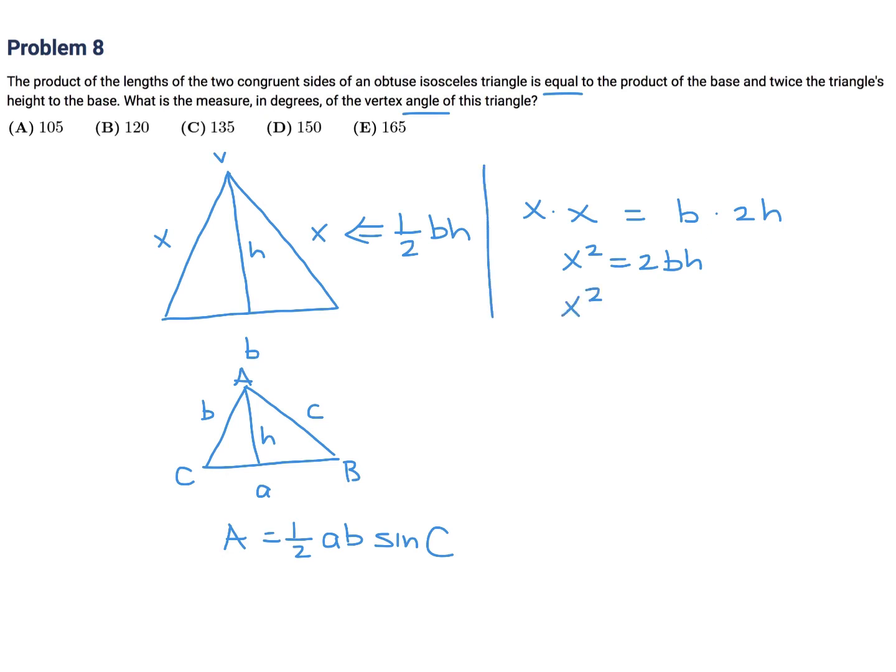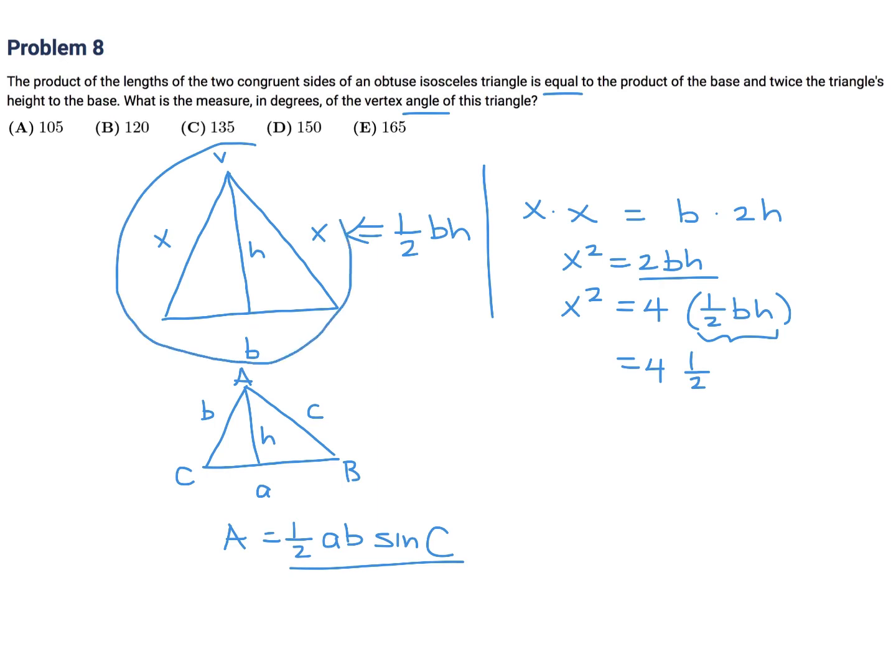So let me see here. X squared, this, we can break it up into 4 and 1/2 base times height. That would be the equivalent of 2bh. Now the reason I did that is because this 1/2 base times height represents the area, and the area can be written there. So 1/2, but I have to use this triangle here, the dimensions.